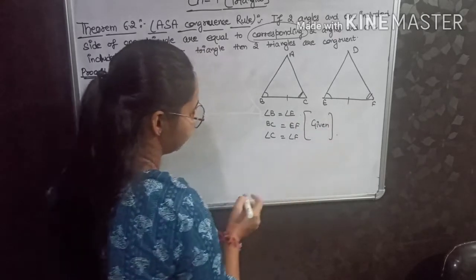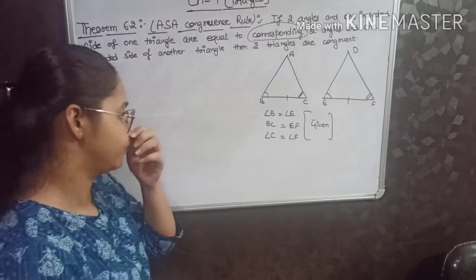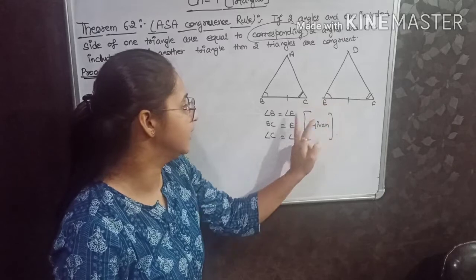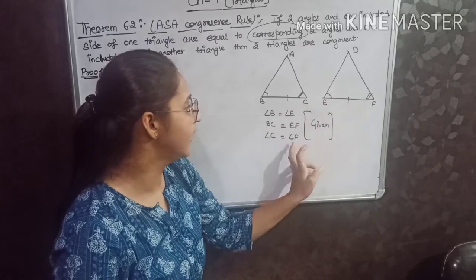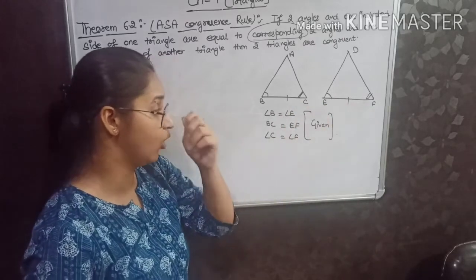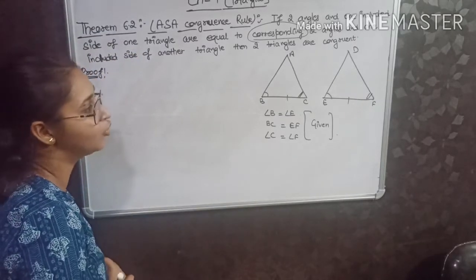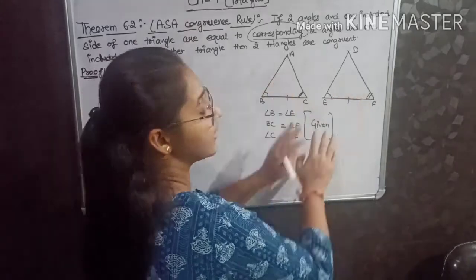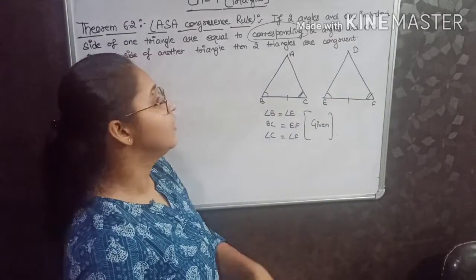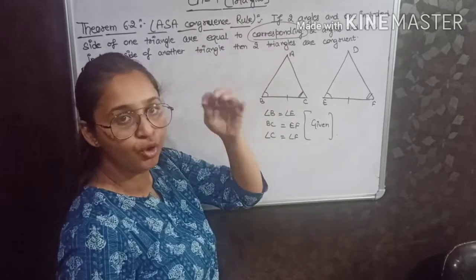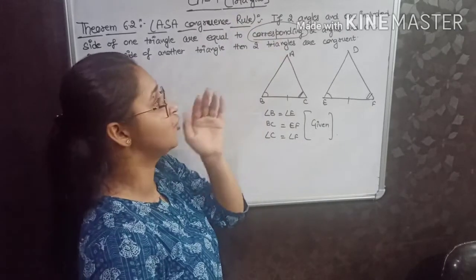Provided or given conditions are angle B is equal to angle E, BC is equal to EF and angle C is equal to angle F. Now, what do we have to prove? After given, we have to prove that these two triangles are congruent. And we don't know whether the ASA congruence rule is true or not. We have to check whether this is true or not.